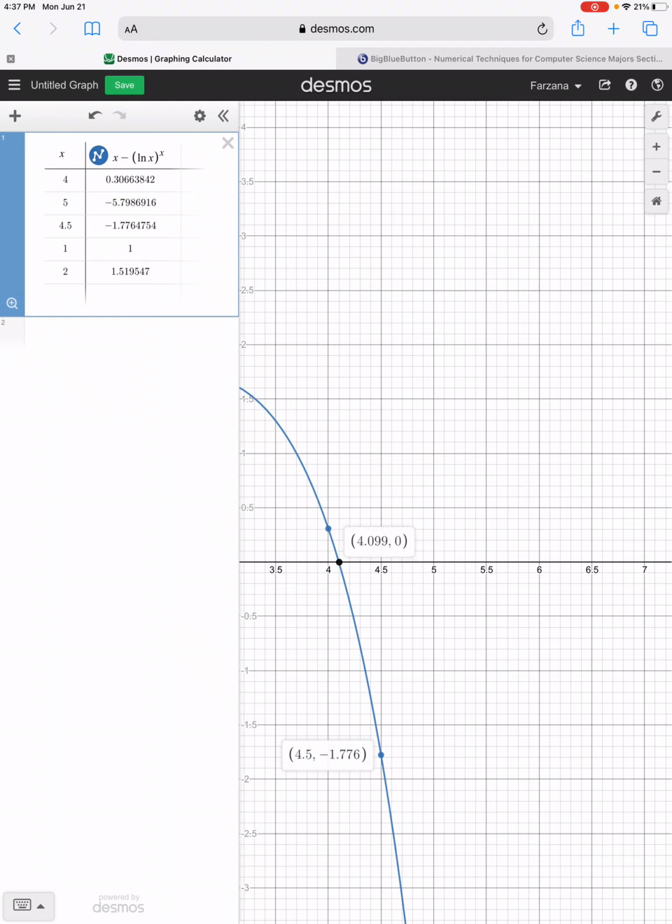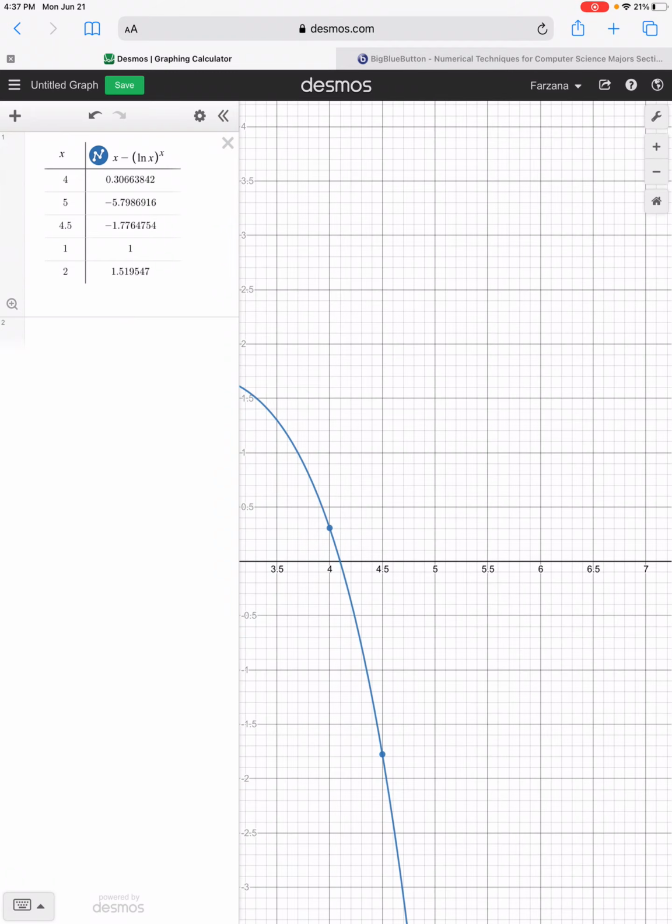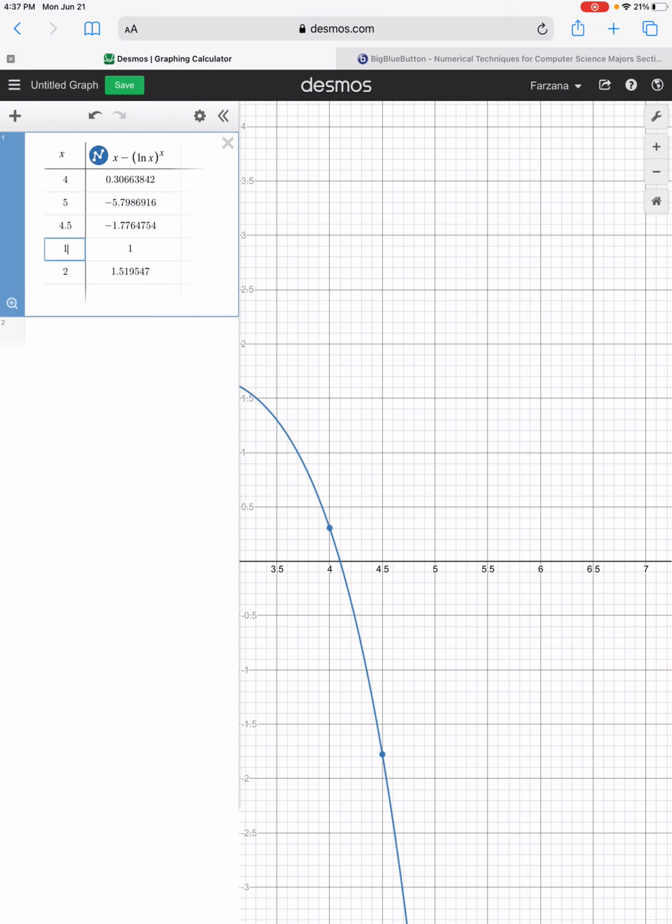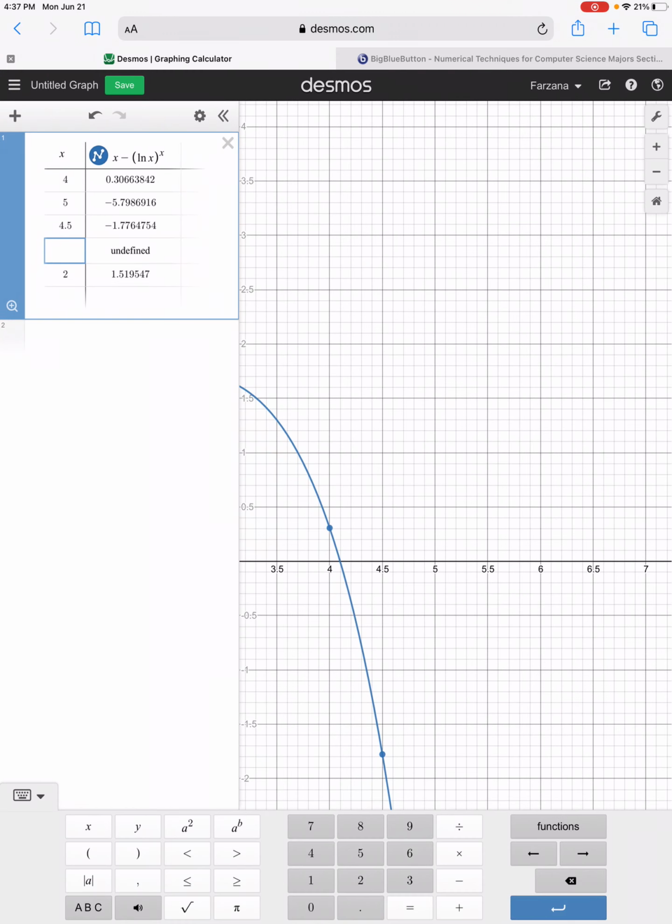At 4 function is positive, at 4.5 function is negative, so right now we are saying there is a root between 4 to 4.5, and we can see there is a root between 4 and 4.5. Okay, so right now we are dividing this interval 4 to 4.5, bisecting it, that will give us 4.25. 4 plus 4.5 divided by 2, 4.25. I need to check what is the function value at 4.25. So I'm going to the calculator. I want to see what is the function value at 4.25.